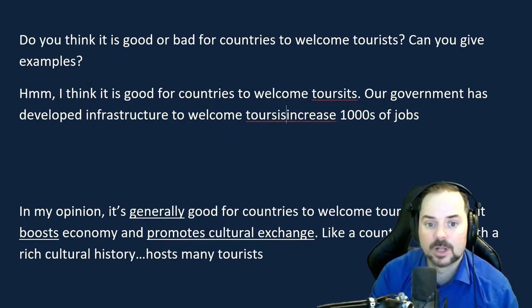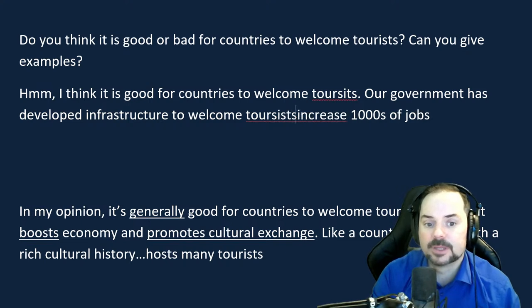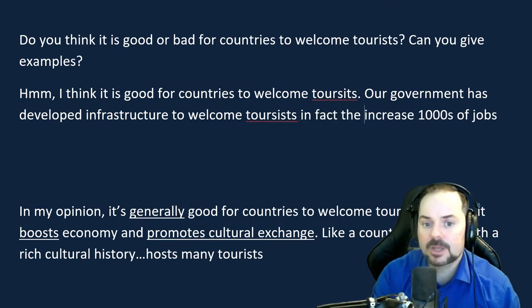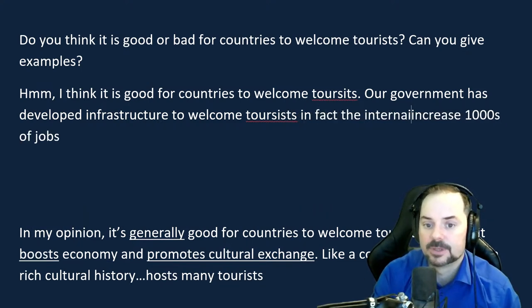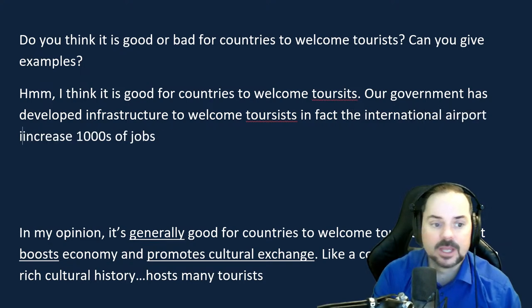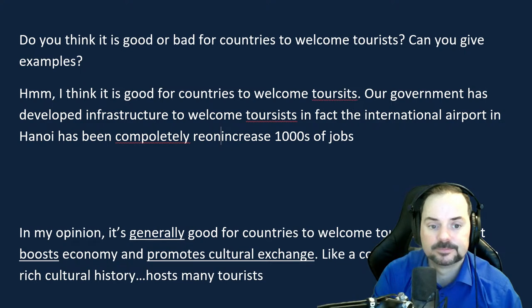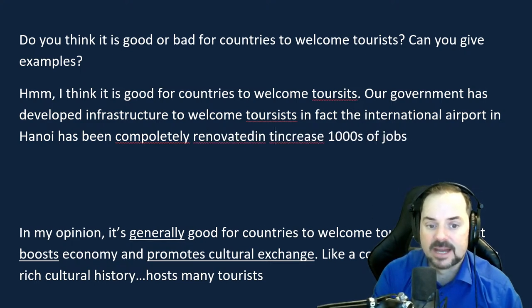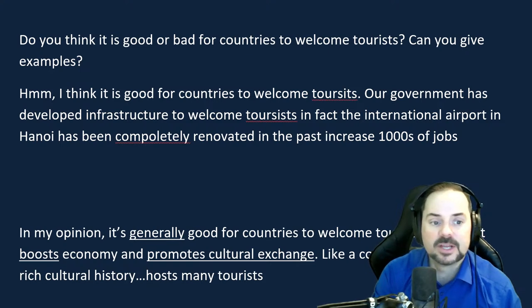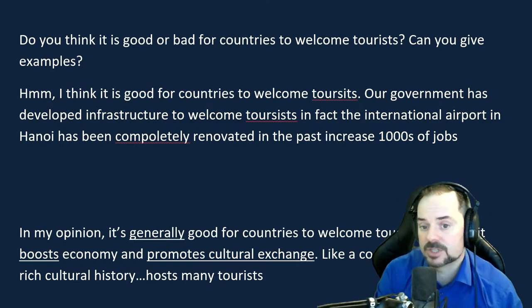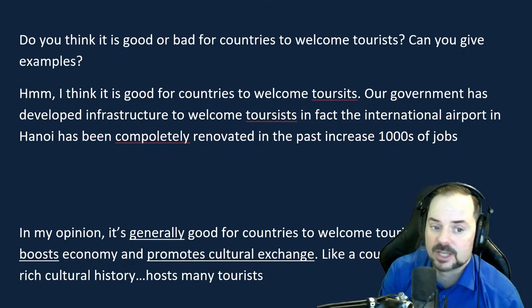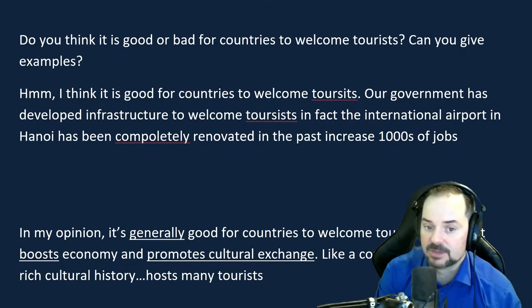right? Welcome tourists. In fact, the international airport in Hanoi has been completely renovated in the past 5 years, right? Can you try that sentence? So our government has developed infrastructure to welcome tourists. In fact, the international airport in Hanoi has been completely renovated in the past 5 years.